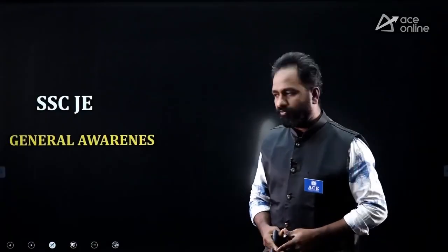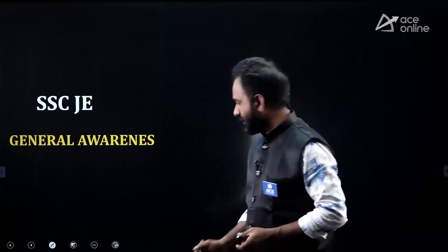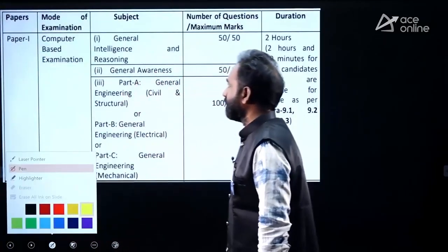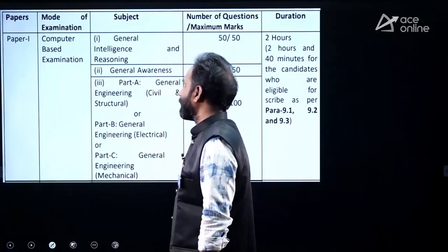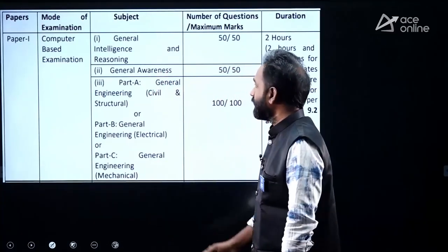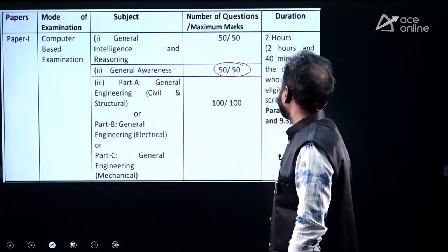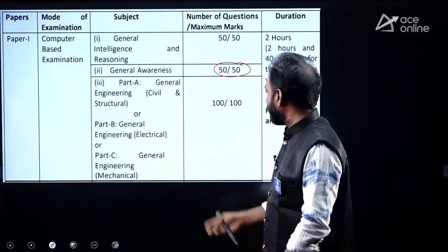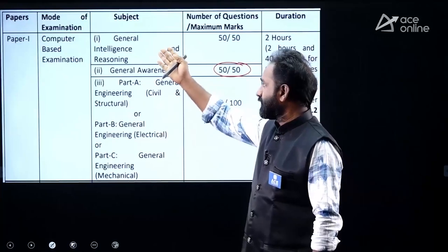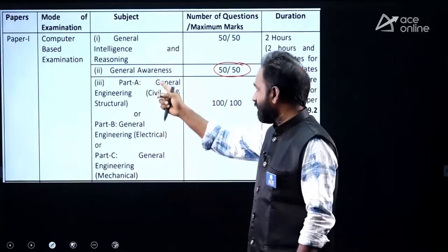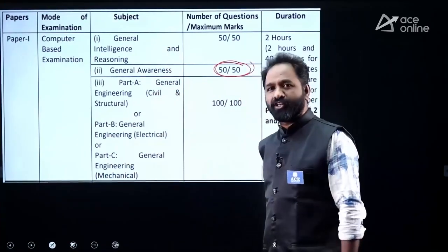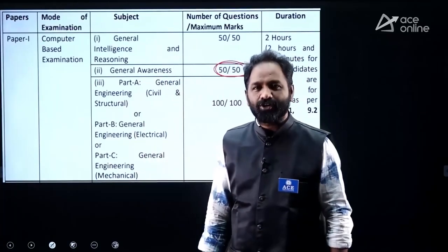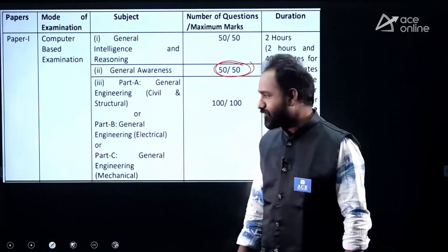Okay, let's focus on general awareness, right? Everyone is aware of the weightage of general awareness in paper one, as sir already explained in the beginning. General awareness is 50 marks, and negative marking is also there. Remember one thing, along with technical and general intelligence or reasoning, general awareness also has a weightage of 50. So there is no scope of escape and no scope of negligence. You have to give a lot of importance to general awareness also.